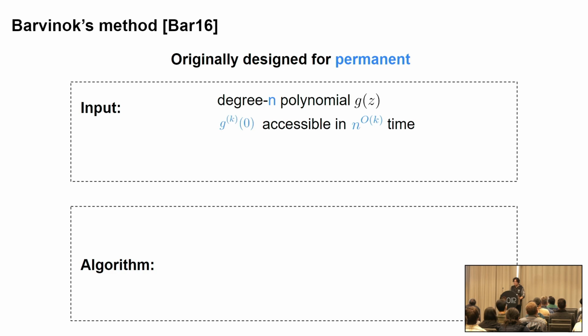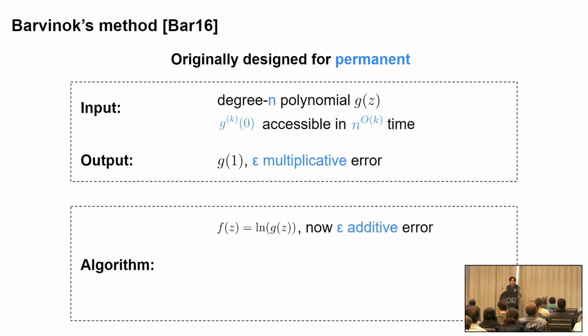So now I will introduce Barvinok's method in detail. This algorithm is originally designed to approximate certain permanents. The input is a degree n polynomial g(z), where the only requirement is that the k-th derivative at 0 can be computed in a time at most exponential in k. As we have seen, these are essentially the two observations we just made in the last slides about random tensor networks. And the output is g(1) with epsilon multiplicative error, which is also our goal.